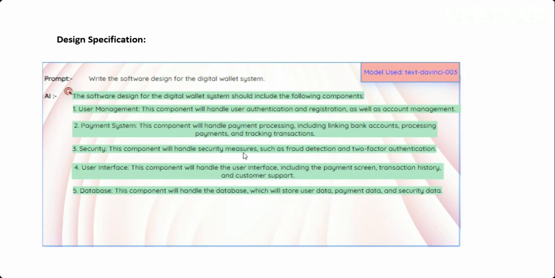Authorization and registration of users, to identify the user's identity, we need user management. And then a payment system should be there. And then security, with measures like authentication and fraud detection for further security. And the user interface should be very interactive, with payment screens, histories, and customer support, everything included in the system. So it will give you the basic idea. These are just examples. If you want to go deep, you should give more additional information in the prompt, and you will get results as you require.